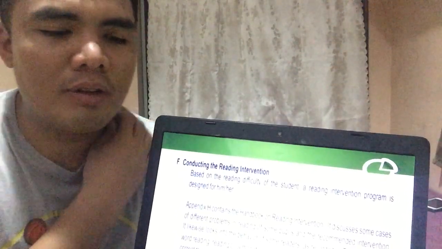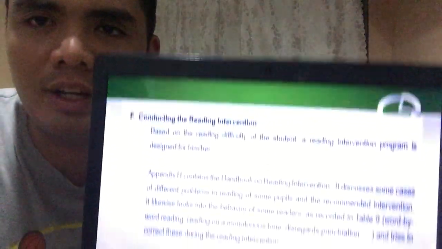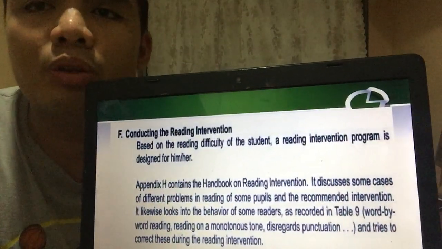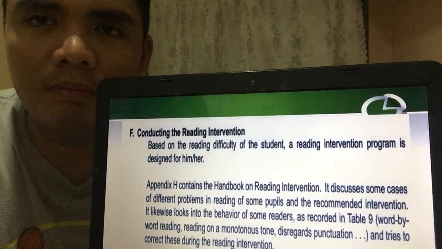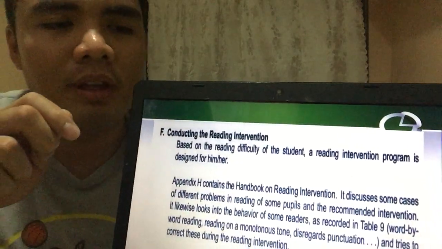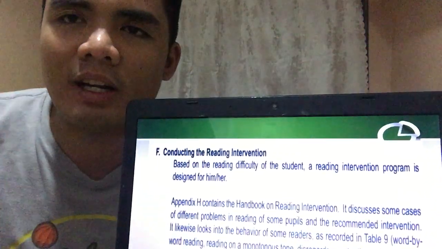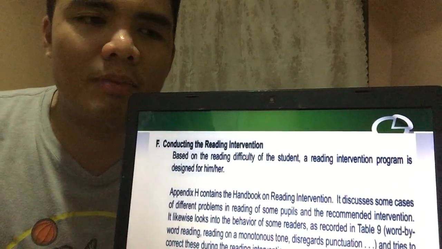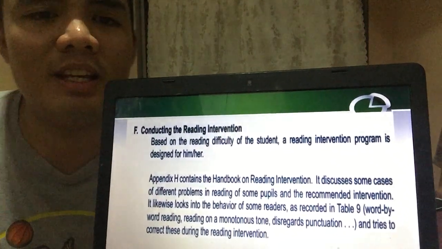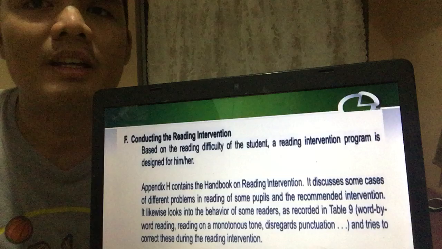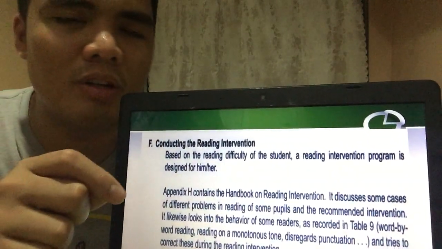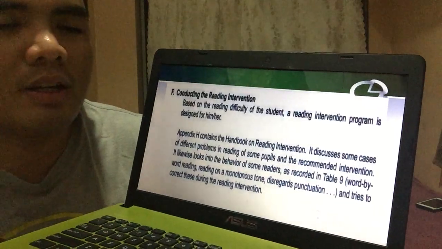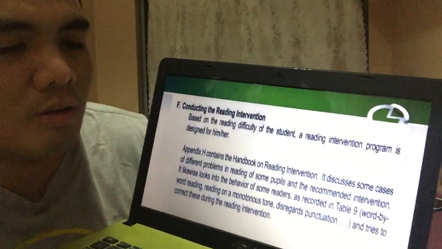that in a class or in a group, no two students are completely alike. They may have the same abilities as the kid, but you have to remember they have slight differences, meaning he or she can have slight differences in terms of instruction as well as in reading. Appendix H, you would see, like I said, you would have the handbook.